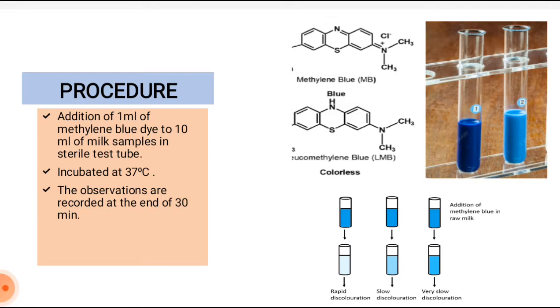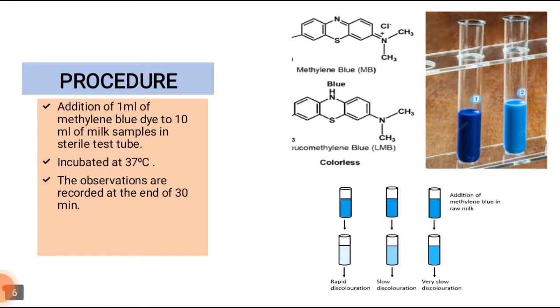Then the procedure: take 1 ml of methylene blue in a test tube. You can keep one as a control and one will be your test, and then we have to add 10 ml of milk sample which we need to analyze. You can see in the picture, the first one is a control and the second one is our test tube.